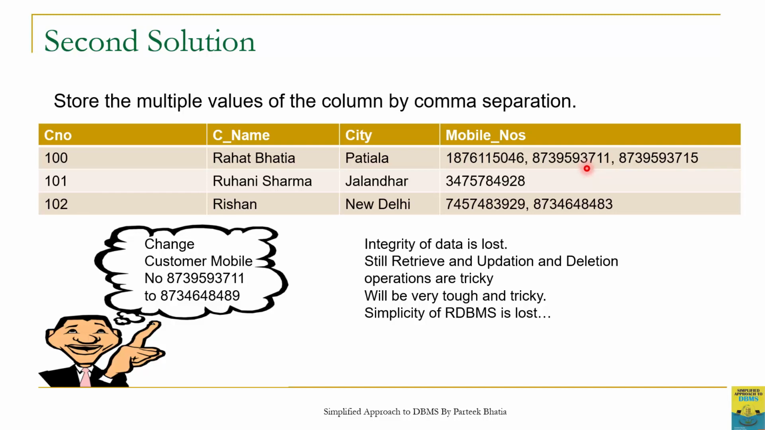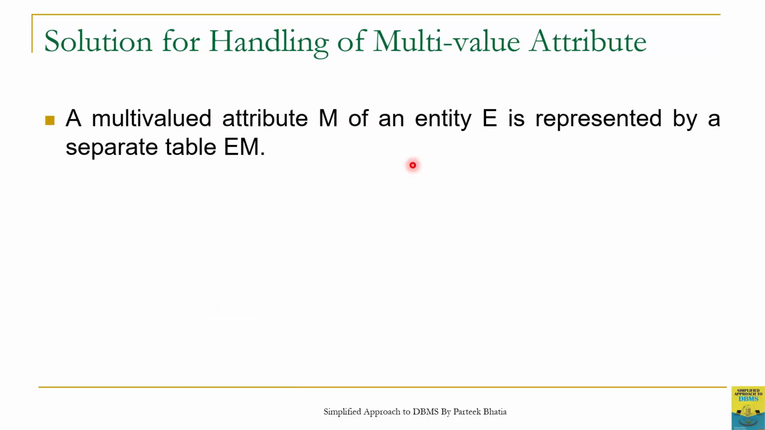So the solution to handle a multi-value attribute is to create a separate table for the multi-value attribute. And the guideline to create a separate table for a multiple value attribute is this. A multi-value attribute M of entity E is represented by a separate table EM. So we have to create a separate table for multi-value attribute M.